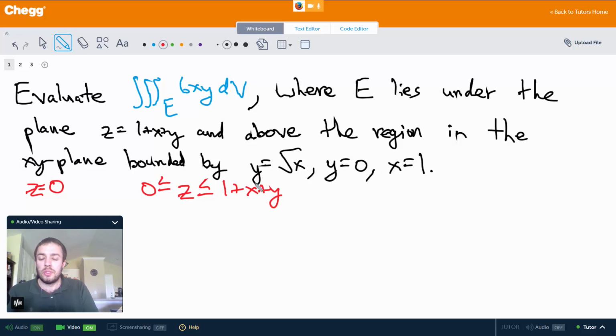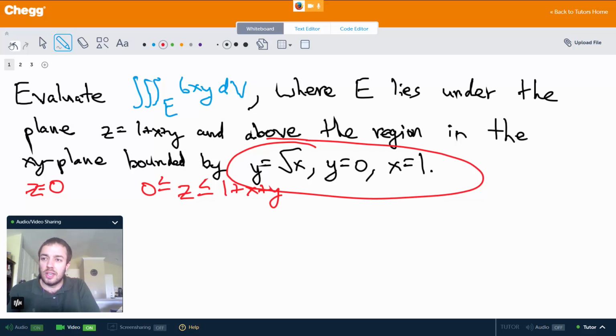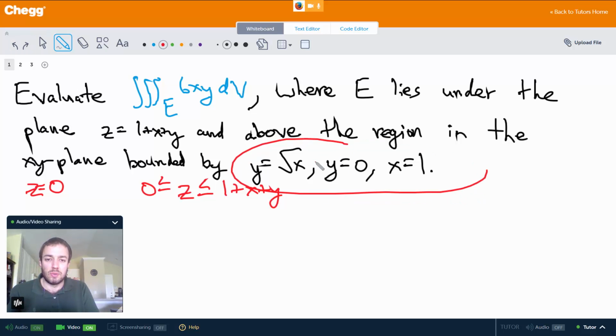So what's so helpful about that? Well, we're going to have to get bounds on x, y, and z in order to actually evaluate this, and we just found bounds on z. So how do we get bounds on x and y? We're told that this three-dimensional region E sits above the region in the xy plane bounded by these three curves. So let's graph these three in the xy plane and see what it looks like.